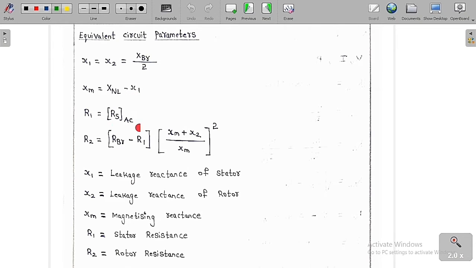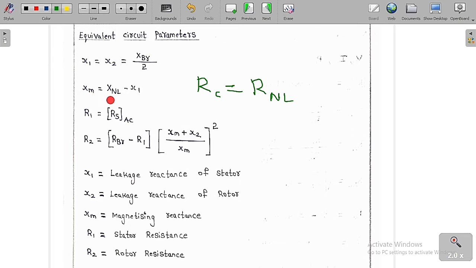And R1 is nothing but RDC. And R2 is equal to RBR minus R1, into Xm plus X2 by Xm whole square. So this is the thing that you are going to get. These are the equations by which we are going to get the shunt branch parameters and the series branch parameters. So like this we can easily get the values of each and every thing. I already told you RC is always equal to RNL. So RC, the core loss component resistance, is equal to RNL. So X1 is equal to X2 is equal to XBR by 2.